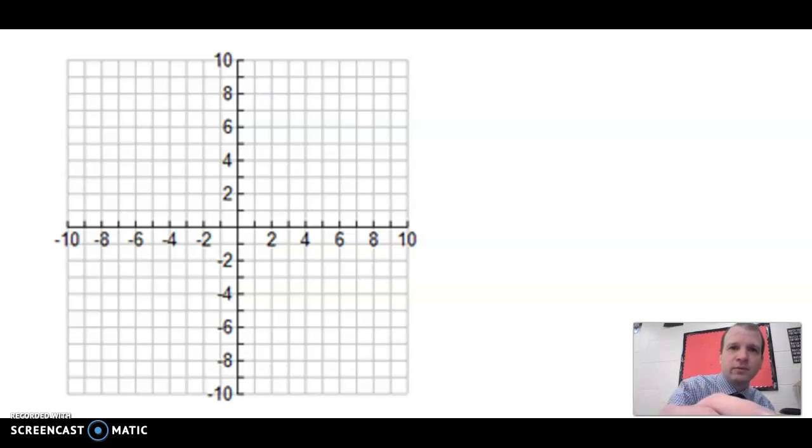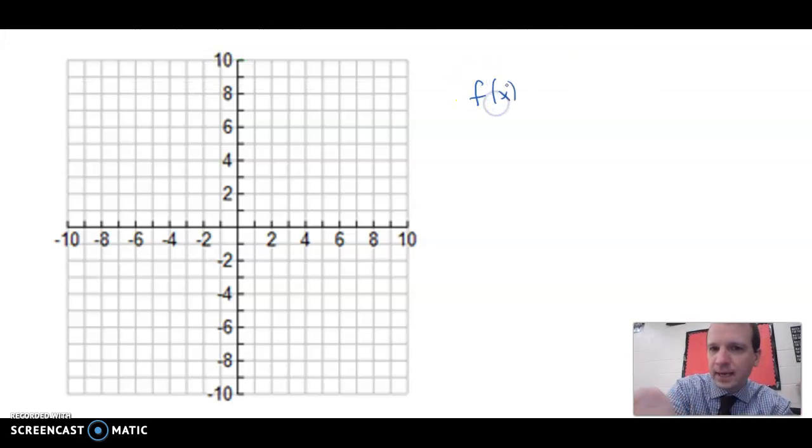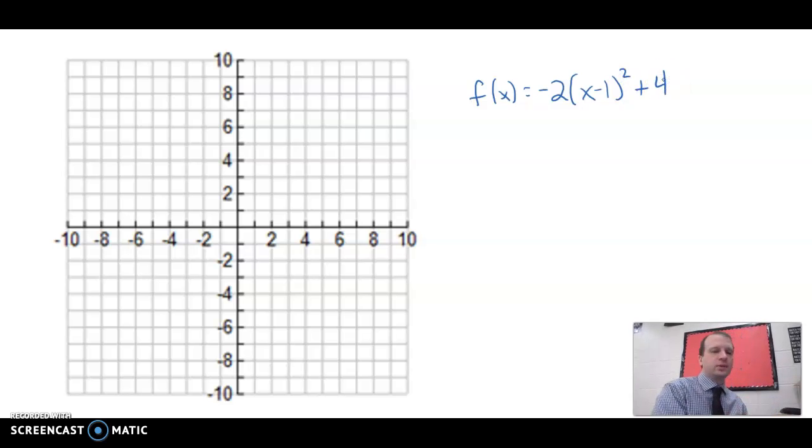So let's start off with the vertex form, which again, in my opinion, is the easier one to work with. So let's say we've got the function f of x equals negative 2 times (x minus 1) squared plus 4. The first thing I want to do from this equation is pick out two things. First of all, what's the vertex? And second of all, how is it going to open?